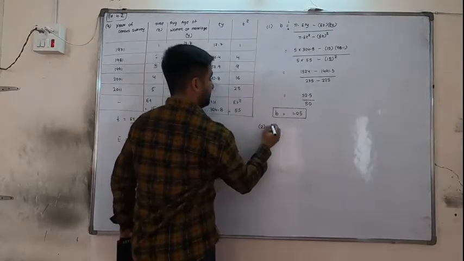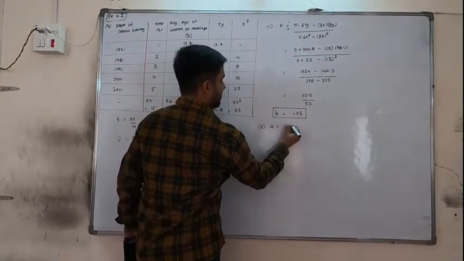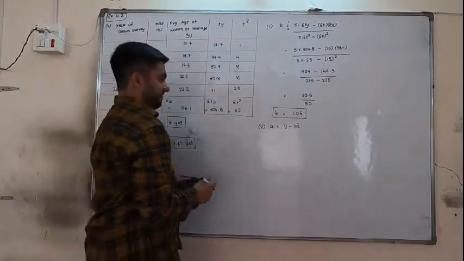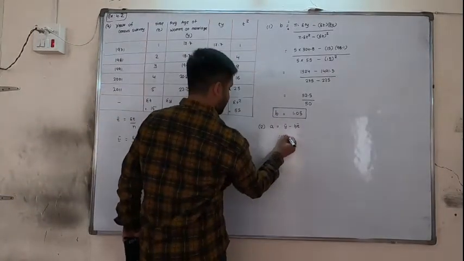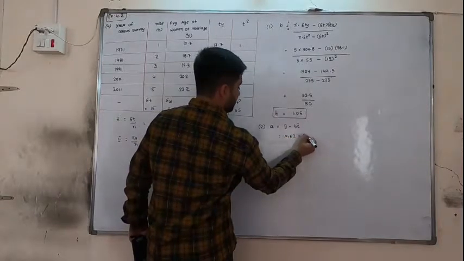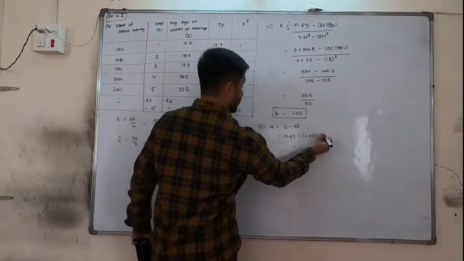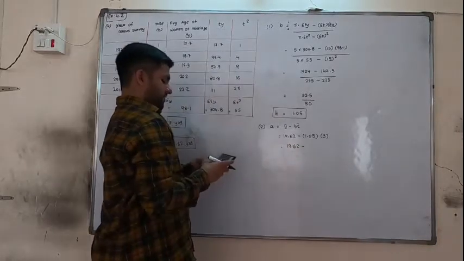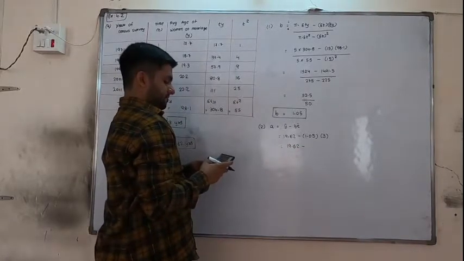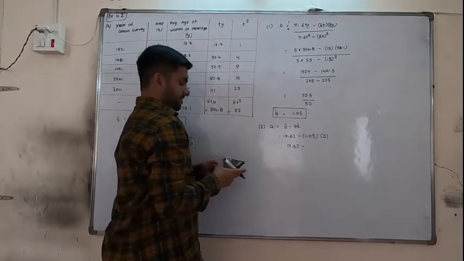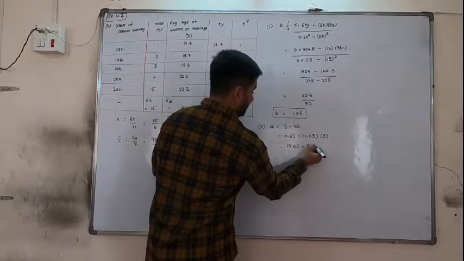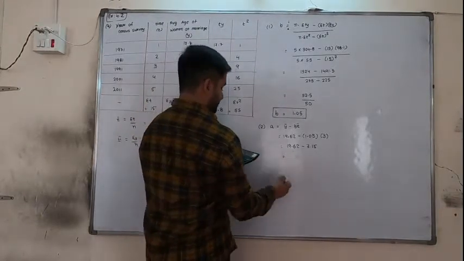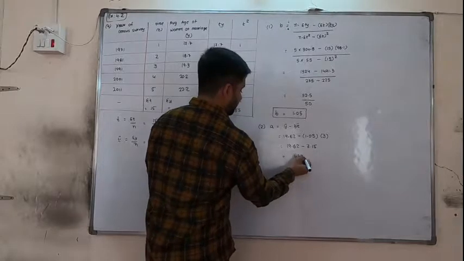Second step. a is equal to y bar minus b t bar. y bar is 19.62, b is 1.05, t bar is 3. So 19.62 minus 1.05 multiplied by 3, which is 3.15. 19.62 minus 3.15 is 16.47.